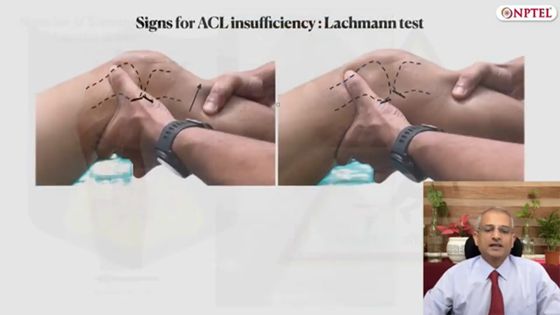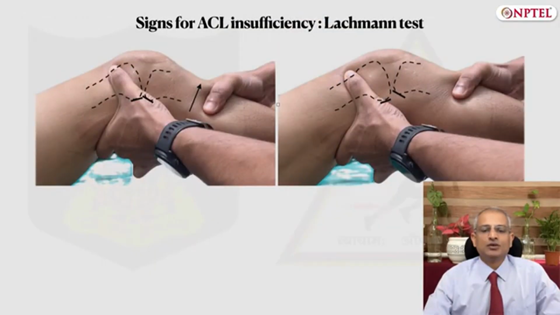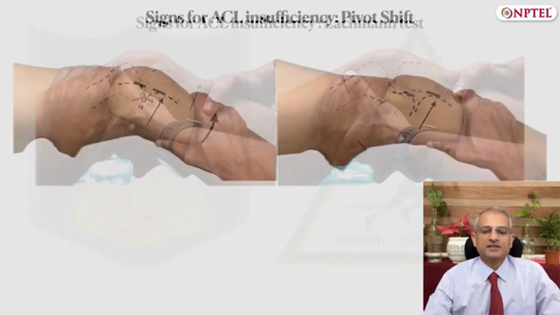Another test for ACL is the Lachman's test, which is the most sensitive test to detect ACL insufficiency. This is done with the knee in 20 to 30 degrees of flexion as opposed to 90 degrees flexion in the anterior drawer test. Here again the tibia is anteriorly translated and the amount of laxity is noted and compared with the other side. Next is the pivot shift test.